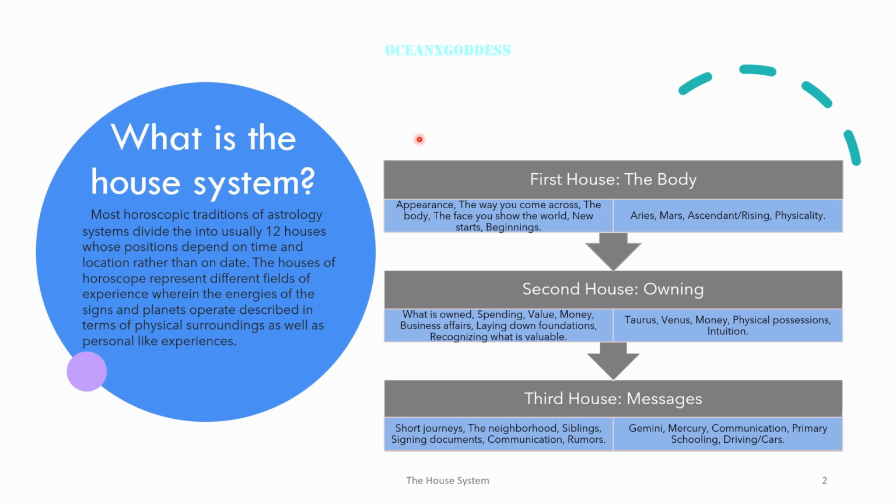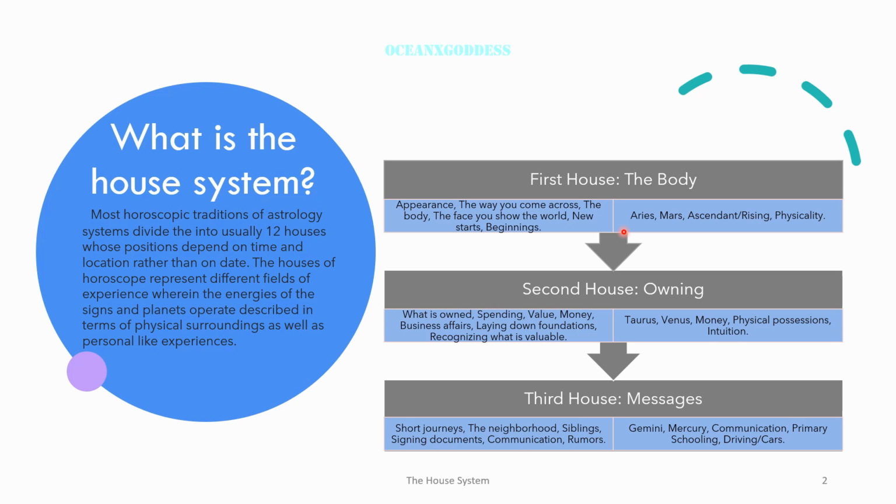Just so you know, let's get this out of the way up here. The first house is known as the body, okay? Your physical self. Some things that correlate with this are your appearance, the way you come across, the body, the face you show the world, new starts, and beginnings. Some things that correlate to the first house is Aries. Now, you don't have to have Aries in the first house, but the first house has a lot of Aries energy because it is the first house.